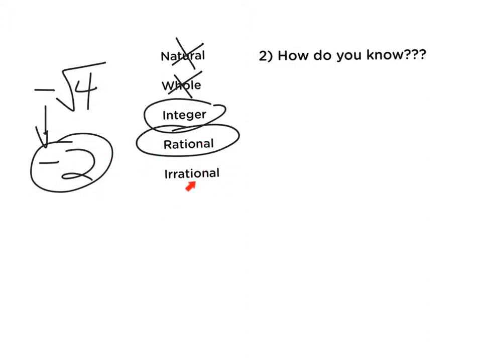Now, I know it's not irrational because it can be written as a fraction. So I've mentioned that before. I could write this as negative 4 over 2 or as negative 16 over 8. I could certainly do that. So again, that's how I know it's not irrational.